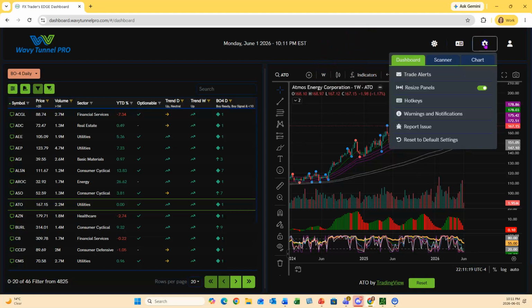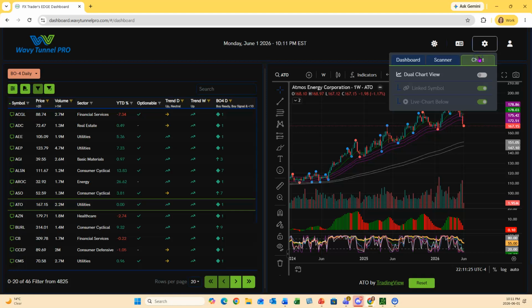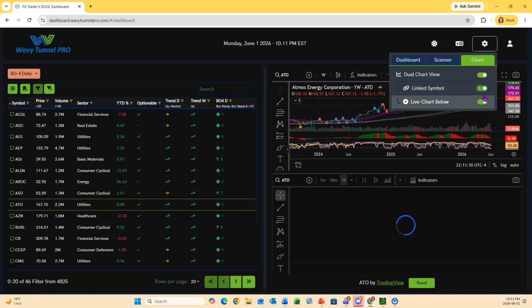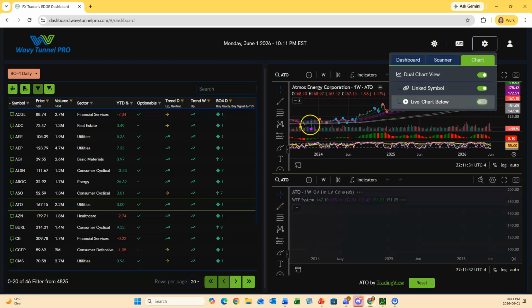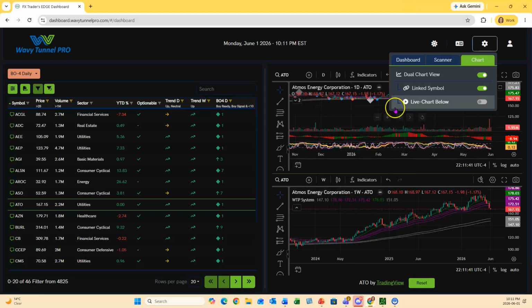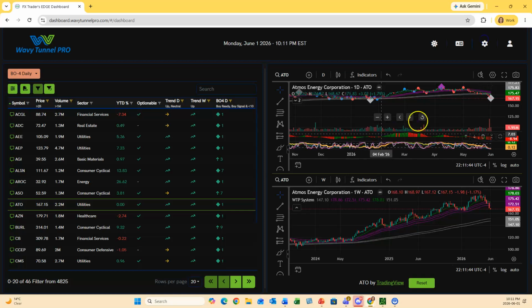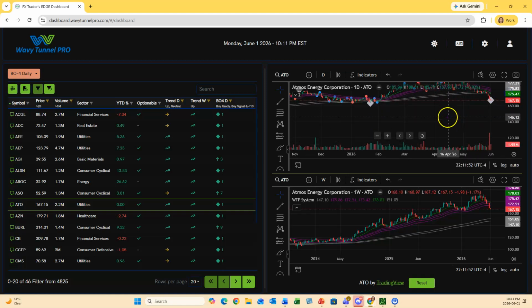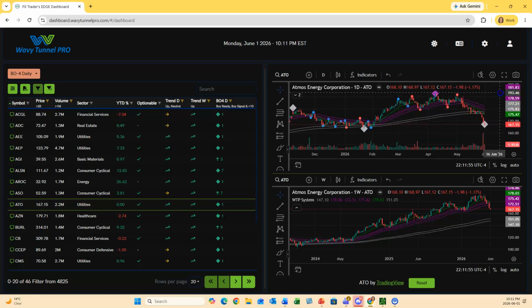In fact, what I'm going to do right now is put the dual chart view here, and I don't want the live chart below. I just want the linked symbol below, and I just want the daily up here and the weekly down here. I'm going to get rid of these panels for now because the real estate is pretty expensive and I just want to see price action at this point.